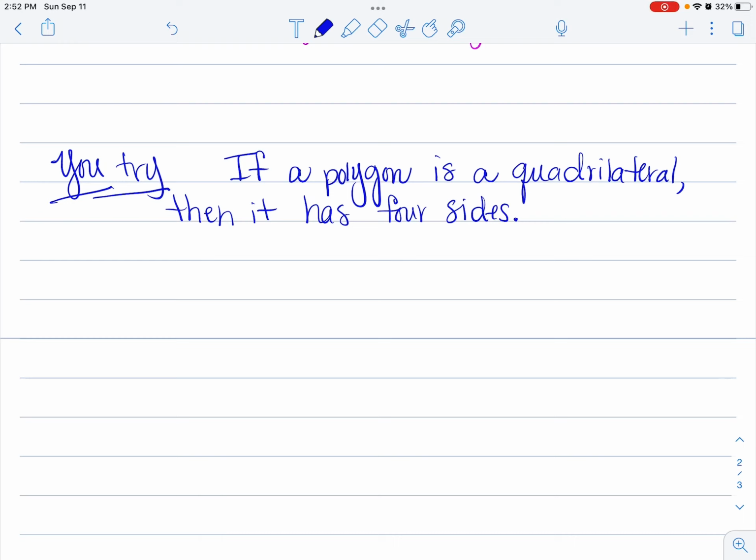I want you to write the converse, the inverse, the contrapositive, and tell me the truth value of each one. If the truth value happens to be false, I want you to give a counter example. And I will be checking these whenever I get back tomorrow.